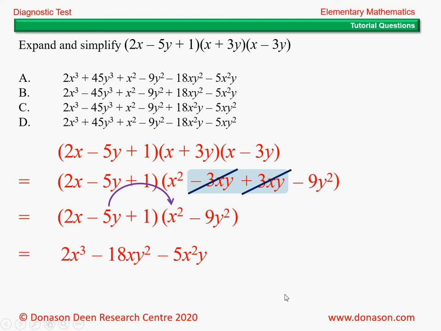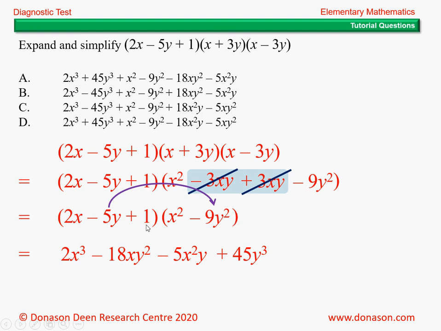So what is next? Minus 5y times minus 9y squared. Now why did it become plus? Because this is a negative times a negative. That's, of course, positive. Minus times minus. And 5 times 9, the constants, when you multiply together, that becomes 45. You've got a y here and you've got a y squared. So y times y squared is altogether y cubed. So that's how I get 45y to the power of 3.